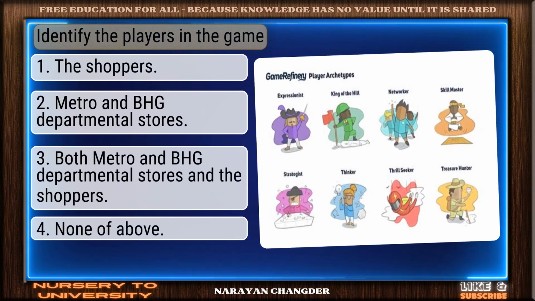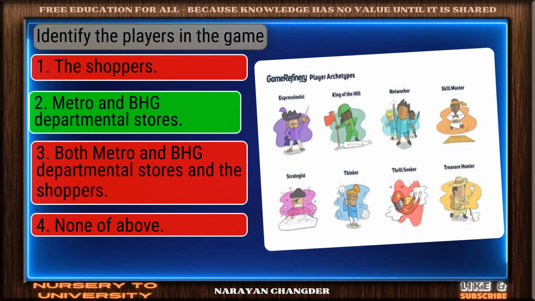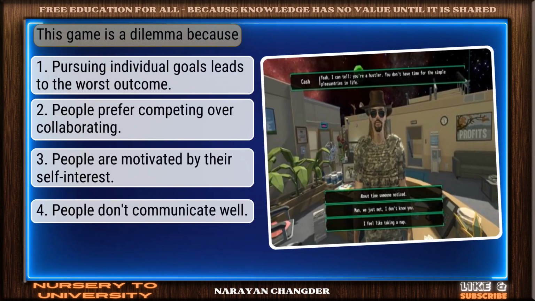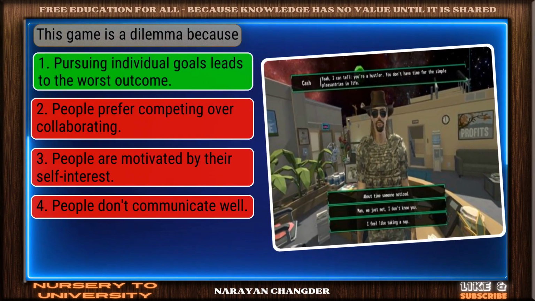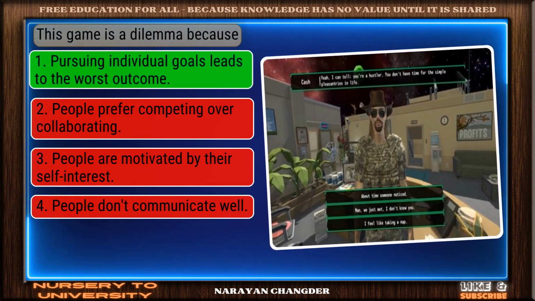Identify the players in the game. Valid point. Metro and Becky departmental stores is true. This game is a dilemma because. Right again. Pursuing individual goals leads to the worst outcome is a valid answer.